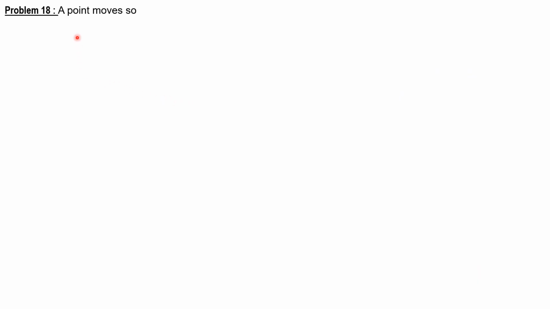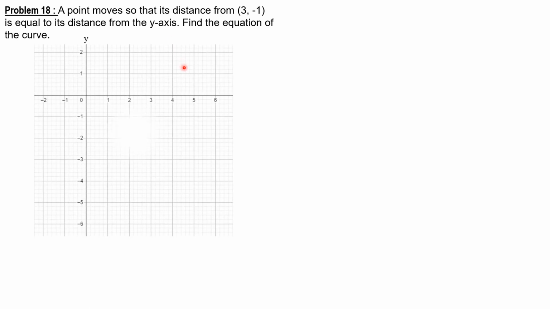Problem 18. A point moves so that its distance from 3, comma negative 1 is equal to its distance from the y-axis. Find the equation of the curve. So this is expected to be a parabola because we have a fixed point and a fixed line. The y-axis is the fixed line. That's the directrix. So this is the fixed point, and this is the point on the directrix. So the vertex should be somewhere here in between F and D, and it is open to the right.